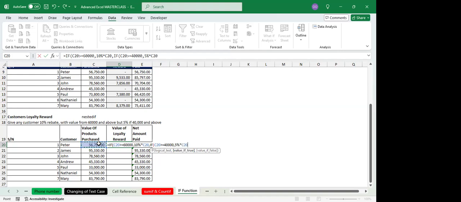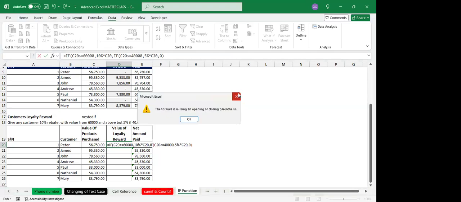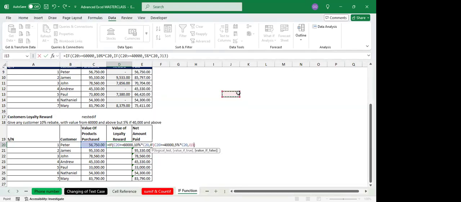Can you see? Now, if he still didn't buy up to 60,000, I've created a condition for him. And that condition is he still didn't buy up to that, I will just give him 0. You understand? And I'm going to lock it. And I say enter. Now, it's giving me this error because I didn't complete my bracket.